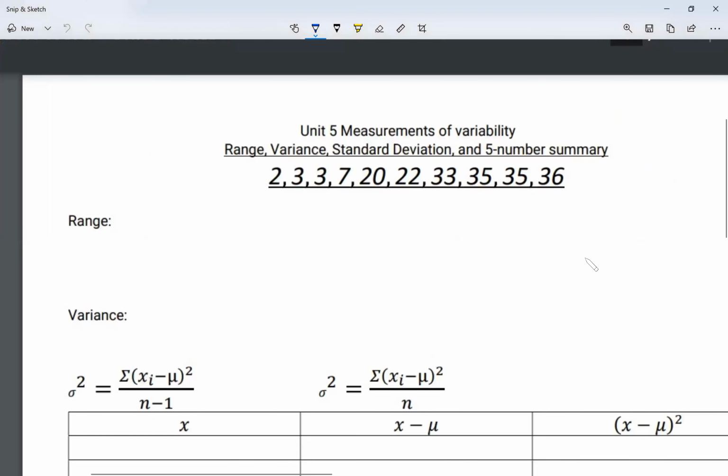So for unit 5, we're going to be looking at range, variance, standard deviation, and 5-number summary. So to begin with, the range. The range is a very important number. It's the difference between the lowest and the highest values.